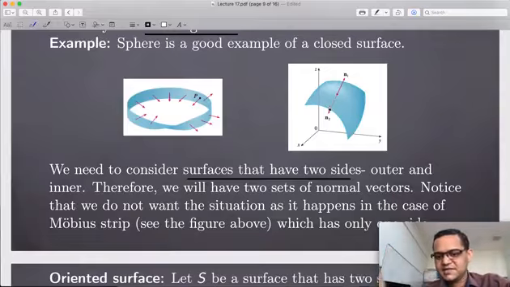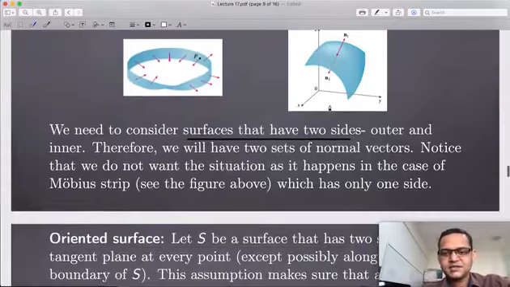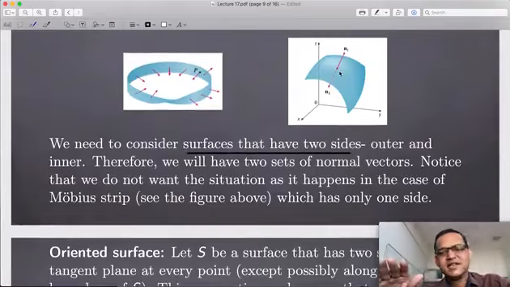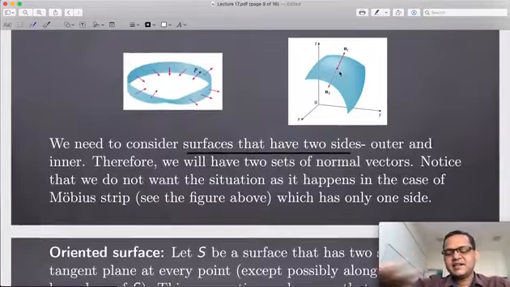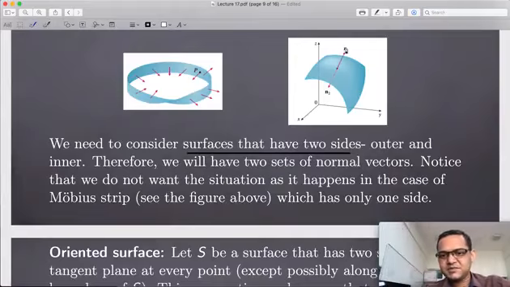namely the surfaces which have two sides, the outer side and the inner side. So this is one thing, and once I have this, I am going to have tangent planes at every point, and at every point there is going to be a normal vector. So this is precisely that, the normal vector. The normal vector is going to point outward, and the negative of that is going to point inward.